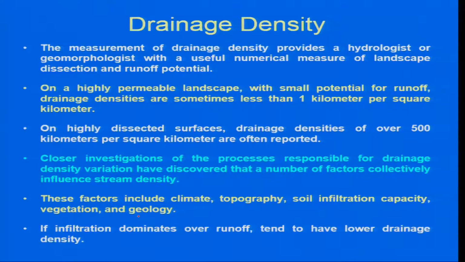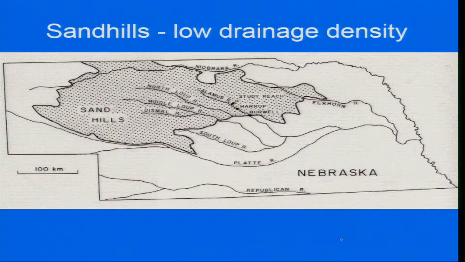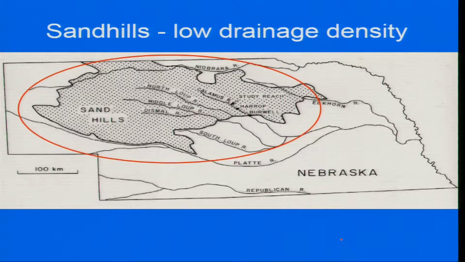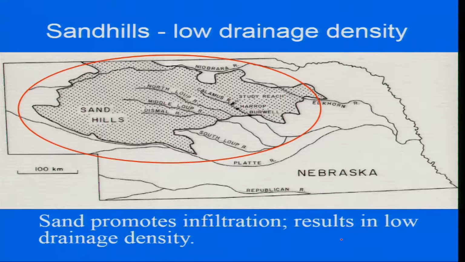If infiltration dominates over runoff, the area tends to have lower density. For example, here in this basin, the drainage density is quite low, and the reason is because the area is comprised of sandy hills. So you have very fast infiltration in this particular region, hence you will have lower drainage density in that area.